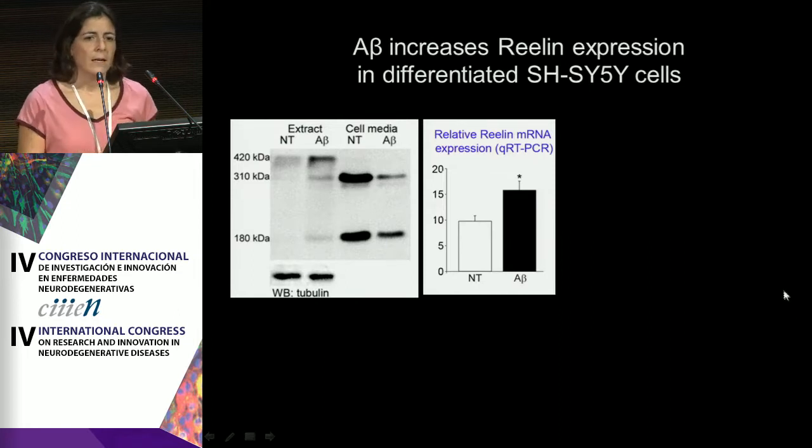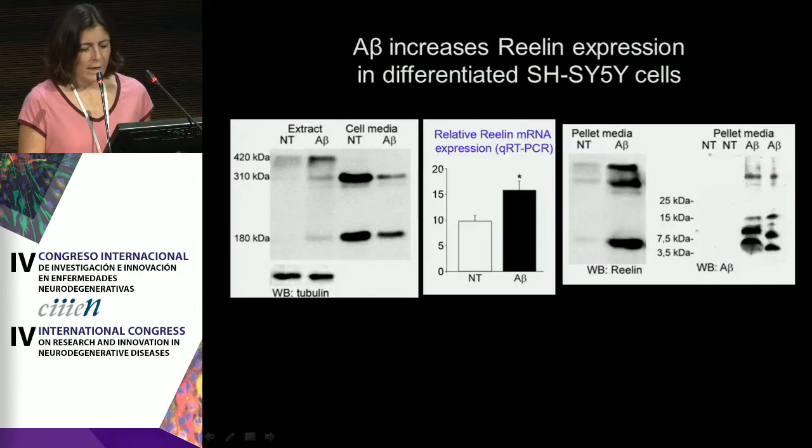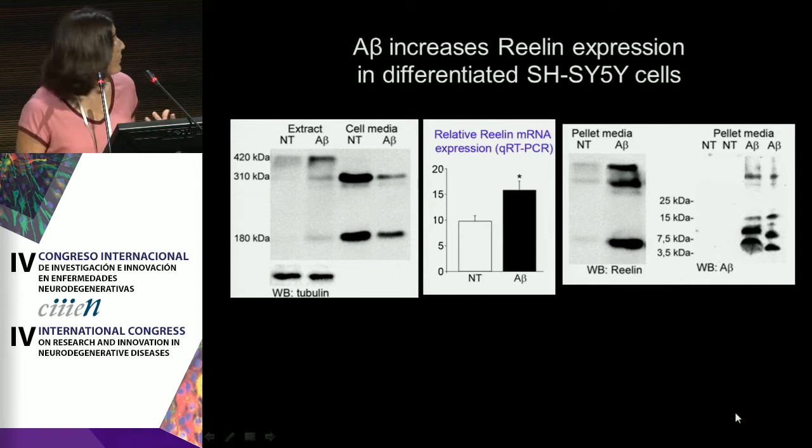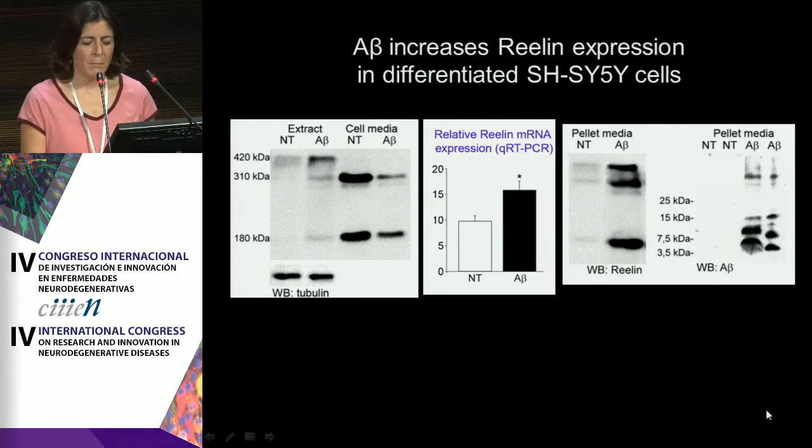In cells, when we treat cells, in this case differentiated SH-SY5Y cells, with A beta, we observe that A beta also increases levels of the cytosolic Reelin, and therefore we have less Reelin secreted to the media. And A beta is able again to increase the expression of the messenger of Reelin. So we have similar results to Alzheimer's. Again, we found Reelin and A beta together, not interacting because this is not an immunoprecipitation experiment, in the insoluble fraction of the media, so in the pellets.